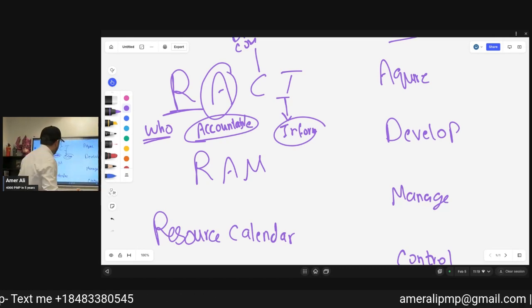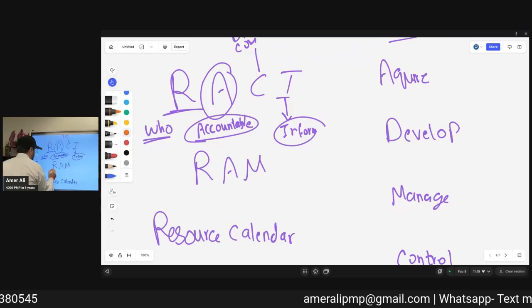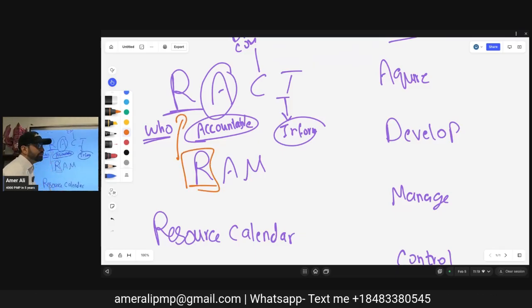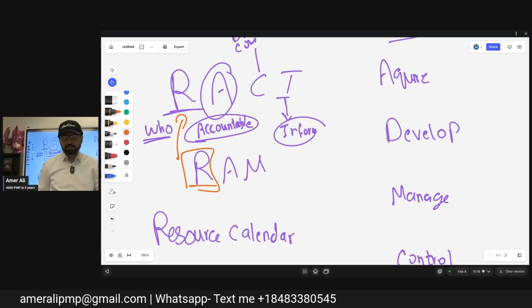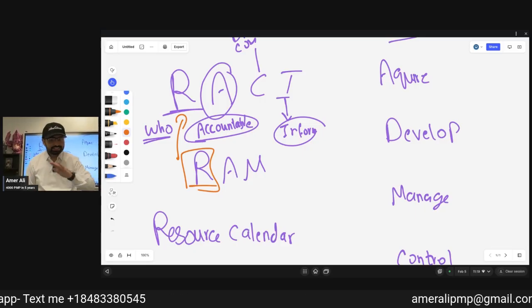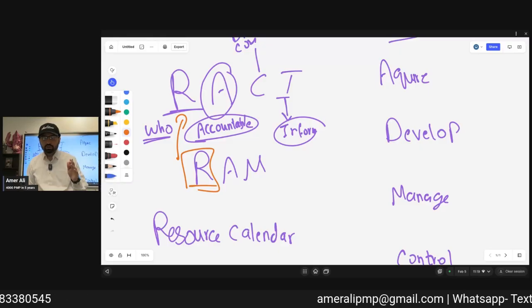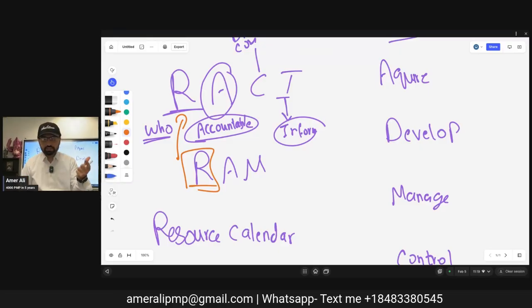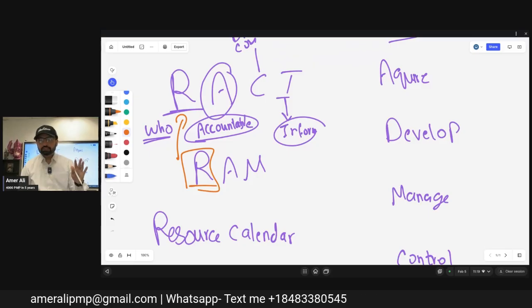Then RAM. RAM is kind of a subset of RACI that only talks about who is responsible for a certain element. This thing has happened, who is responsible for that? That's it, nothing more.